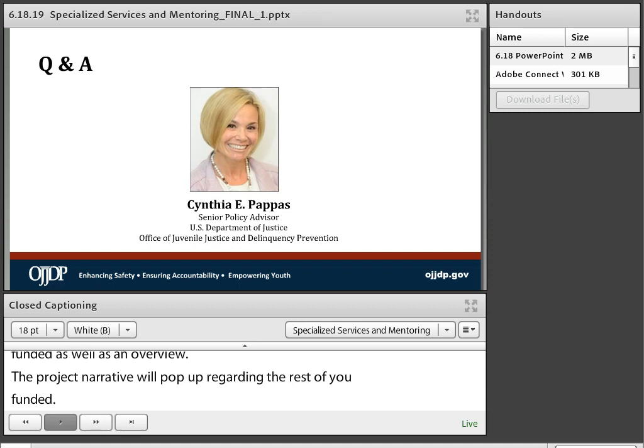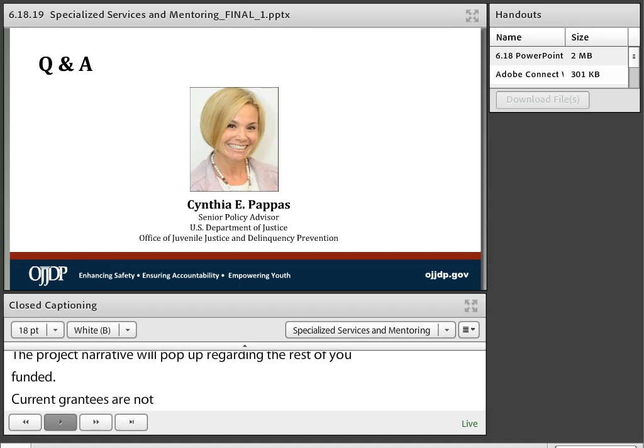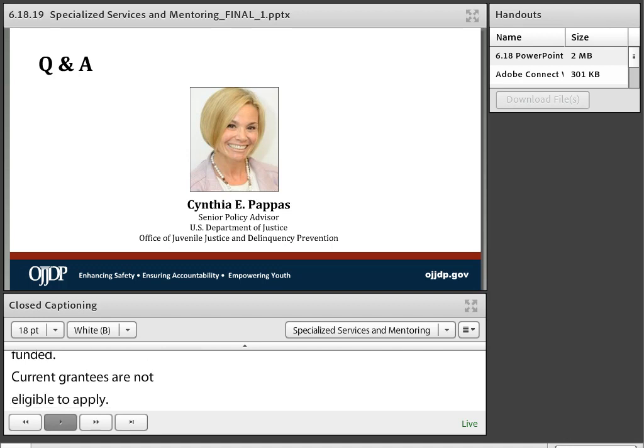Current grantees are not eligible to apply. Couple questions about fees. Yes, all recipients and subrecipients, including any for-profit organization, must forgo any profit or management fee, and that's in all of the categories.